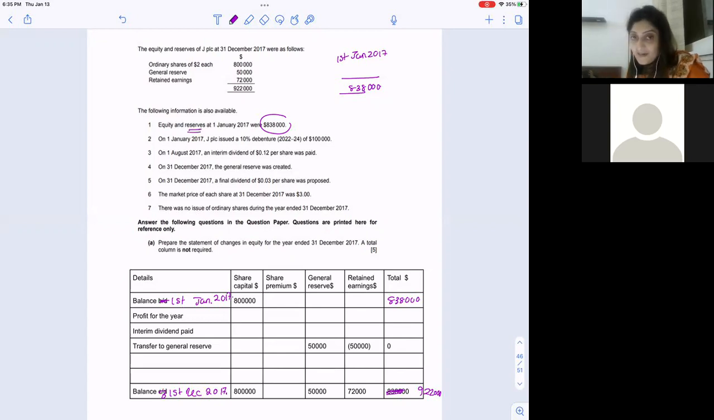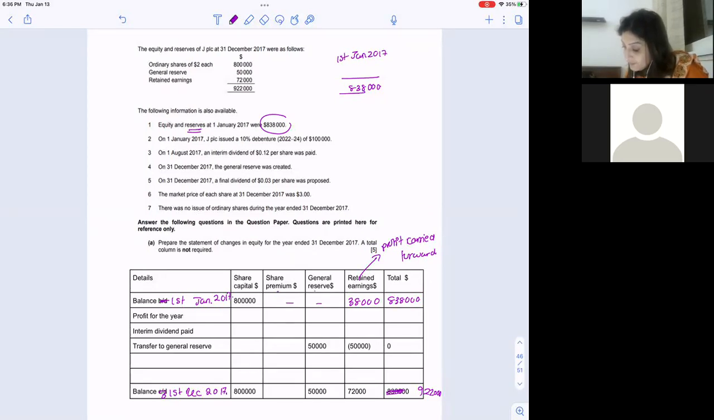Now if they've given you equity and reserves, you will always take which reserves? Share premium and general reserves are not the normal reserves that you carry ahead. Retained earnings is the profit that you carry ahead. And from retained earnings, you transfer to whichever reserves they ask you to. So if this is 838, this will be 38,000. From where 38,000 came? Okay, got it.